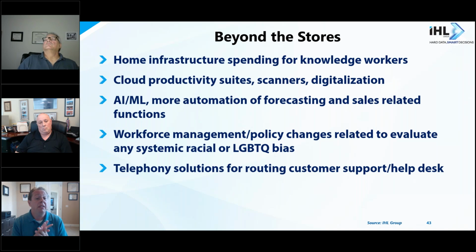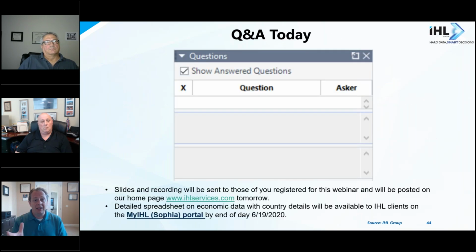And then finally, telephony solutions for routing customers. So again, instead of having employees working in help centers, now employees are having to work from home, so it's putting a lot of pressure on telephony solutions to be able to route those help desk support calls into people's homes.